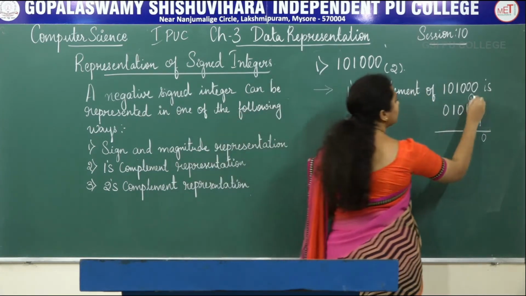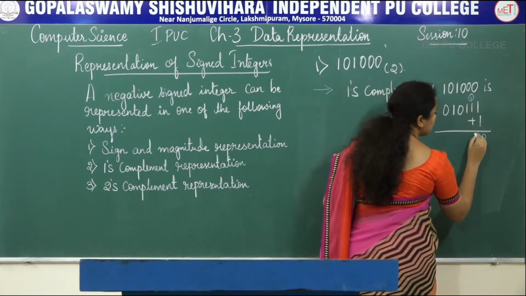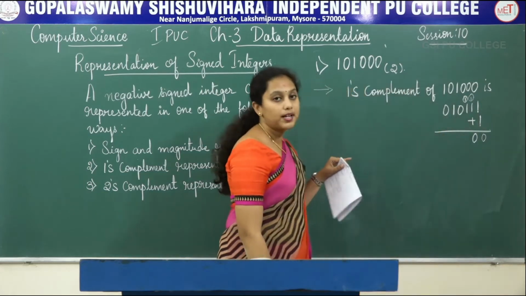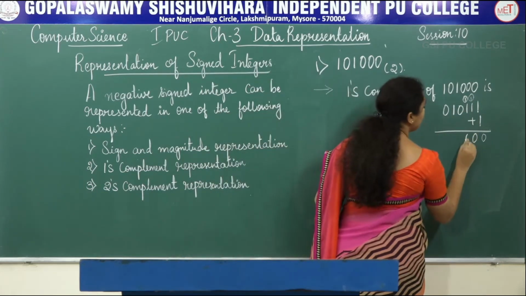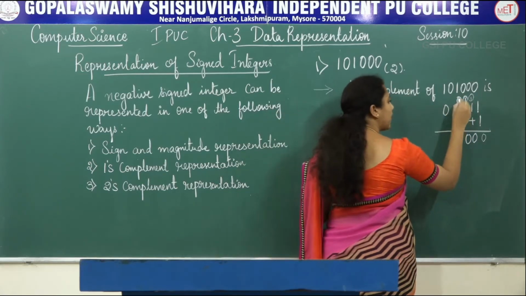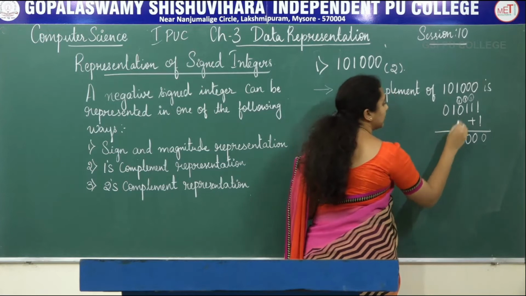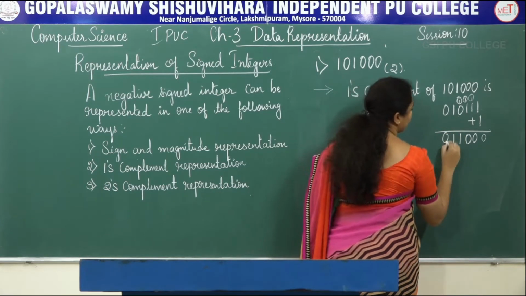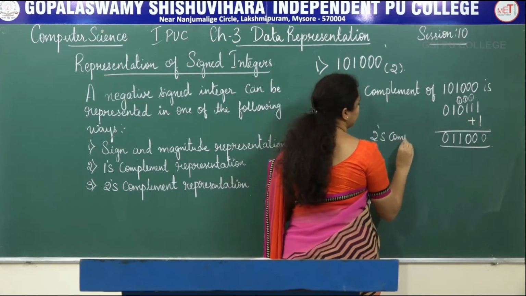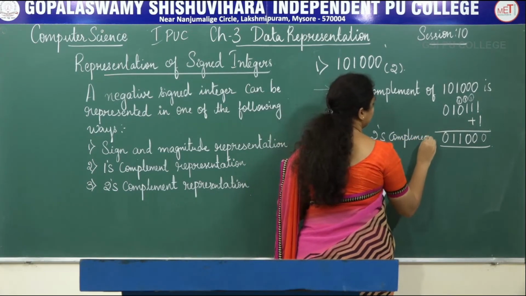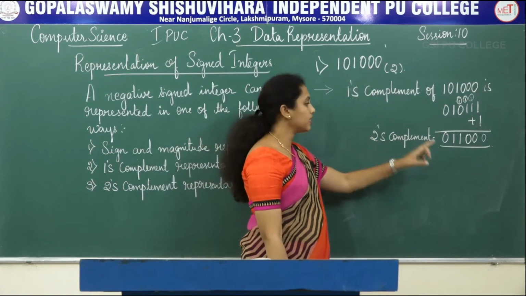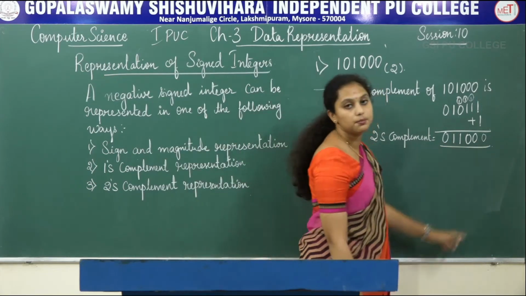What is again 1 plus 1? 1 plus 1 becomes 0, carry 1. What is 1 plus 0? 1 plus 0 is 1. So 1, 1, 0. This is the 2's complement of 1, 0, 1, 000, which is 0, 1, 1, 000.